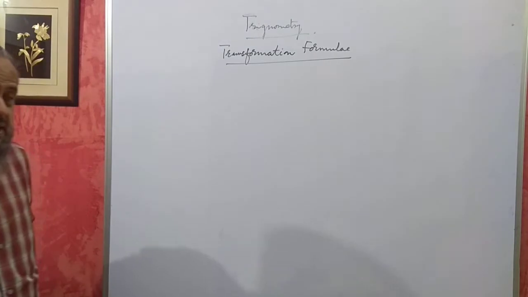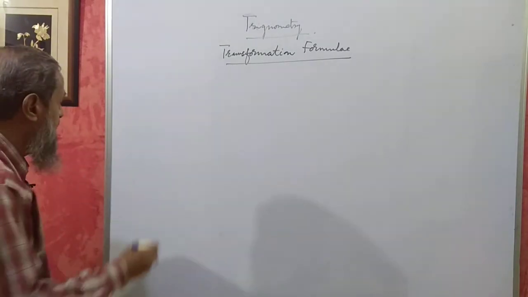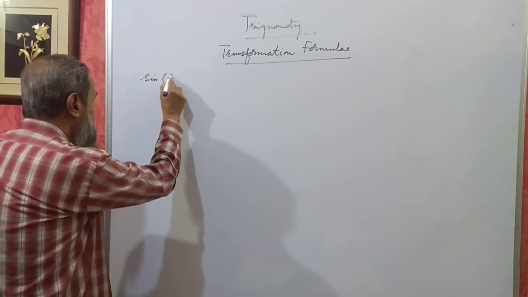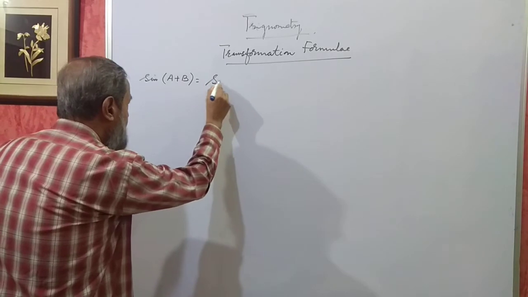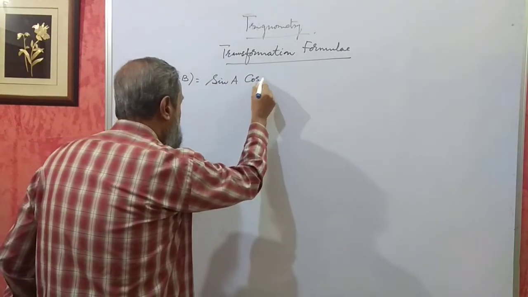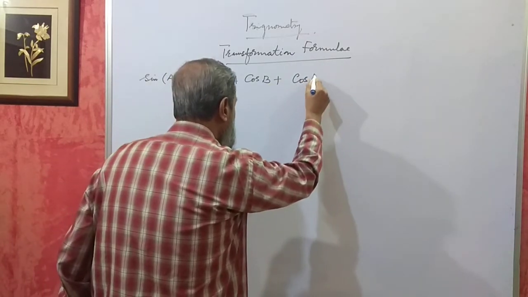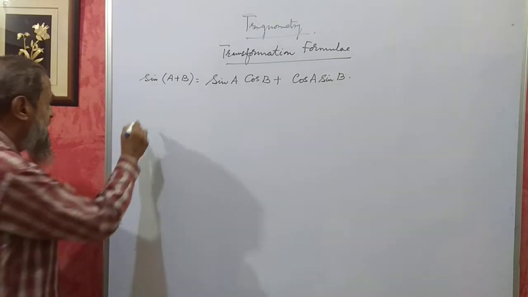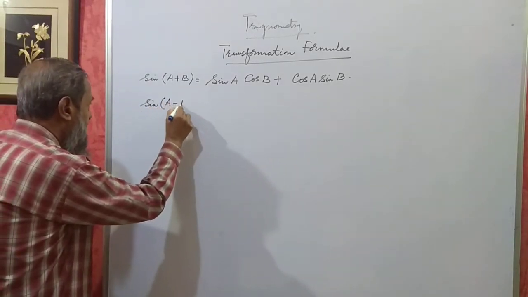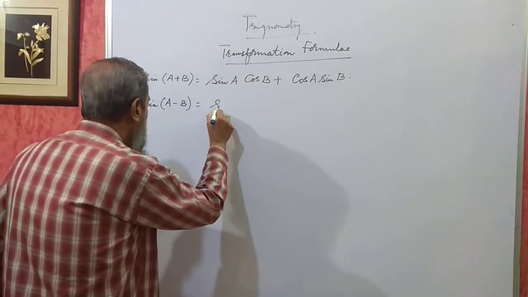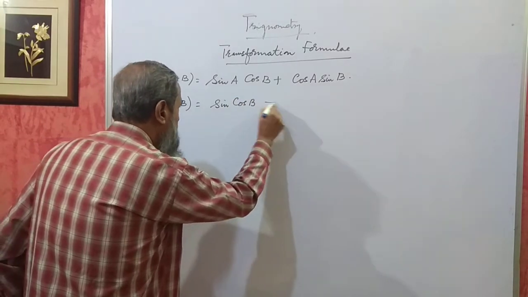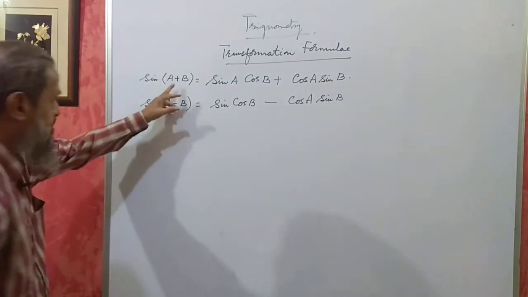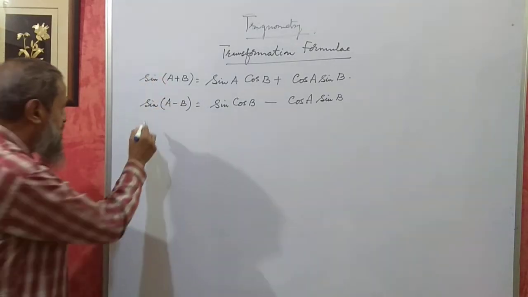Now, in the previous chapter, that is the study of compound angles, we have studied these relationships. We have got sine of A plus B is equal to sine A cos B plus cos A sine B. Right? We have done it, we have used it. Then we have used sine of A minus B is equal to sine A cos B minus cos A sine B. So these two formulae we have already done in compound angles, trigonometric ratios of compound angles.